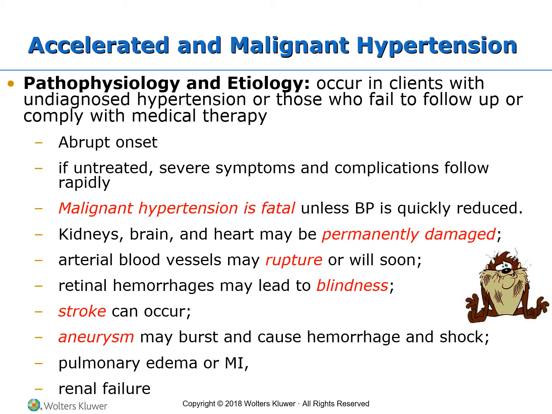Consequences are life-threatening when the blood pressure in the vascular system becomes extremely elevated. Some arterial blood vessels already may have ruptured or will soon. Retinal hemorrhages can lead to blindness. A stroke occurs if vessels in the brain rupture and bleed. If an aneurysm has developed in the aorta from chronic hypertension, it may burst and cause hemorrhage and shock. Cardiac effects include left ventricular failure with pulmonary edema or MI. Renal failure also may be forthcoming if the pressure is not reduced.